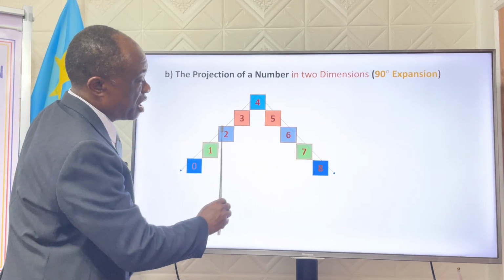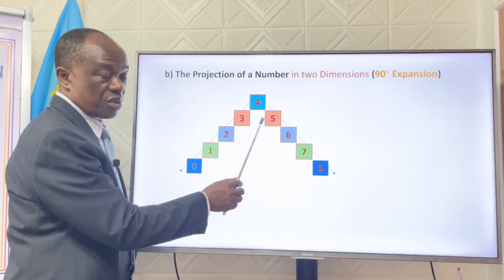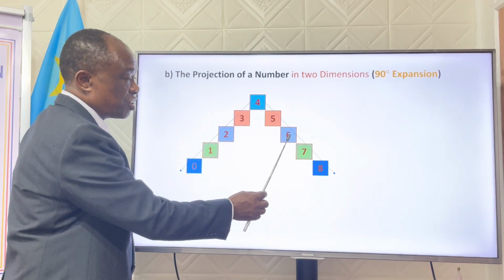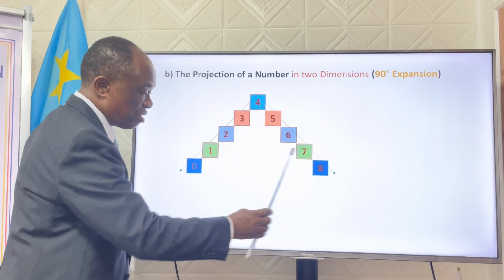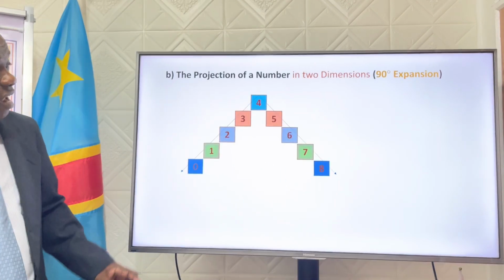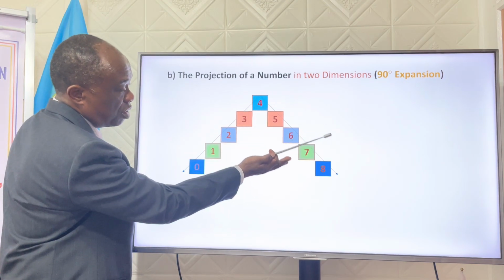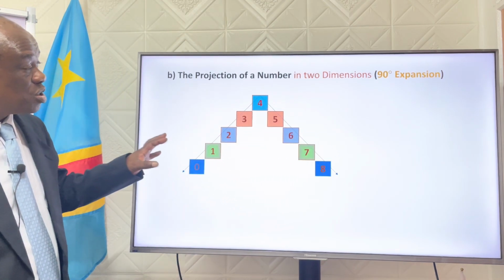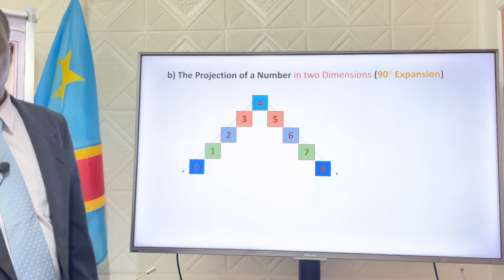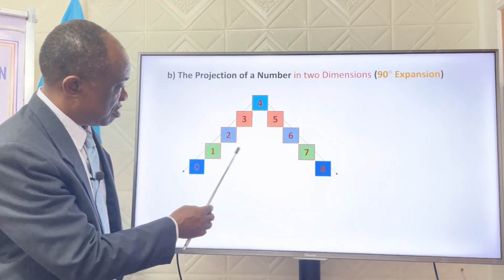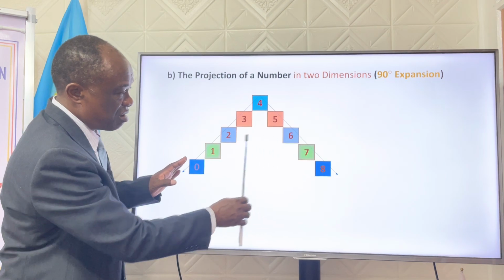Therefore, these numbers have a relationship because 5 and 3 are on the same level. 2 and 6 are on the same level. 1 and 7 are on the same level, and 0 and 8 are on the same level. And these numbers must communicate because we have to fill up all these vacant spaces. And this is the reason why we need the 90 degrees. We need the 90 degrees because of the number of vacant spaces here. We see the number of locations in this vacant space.